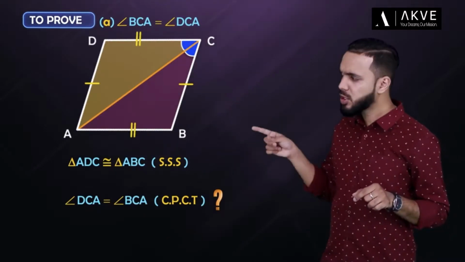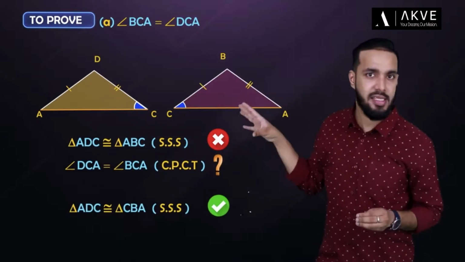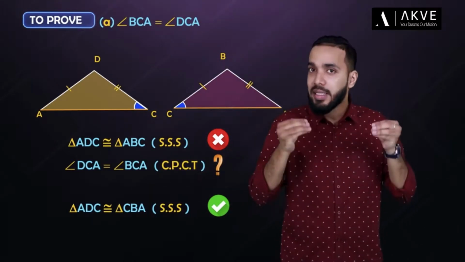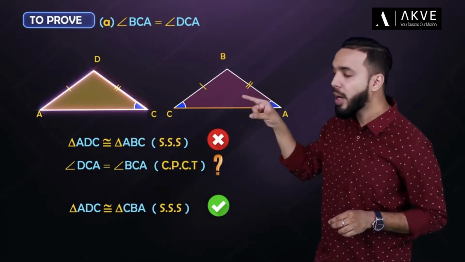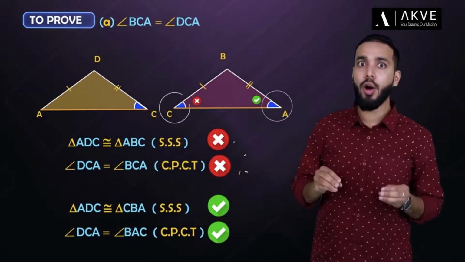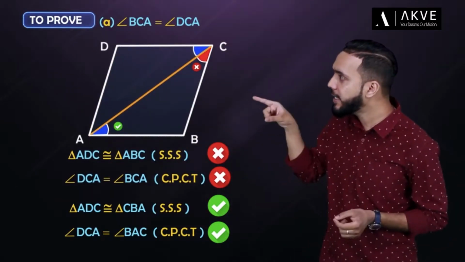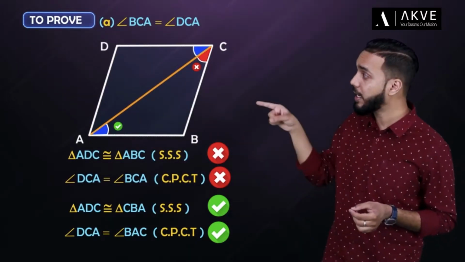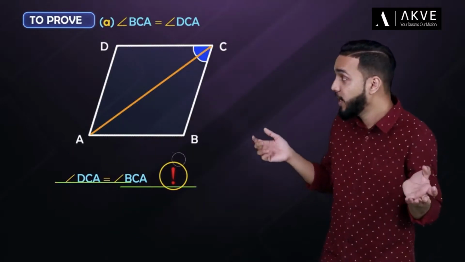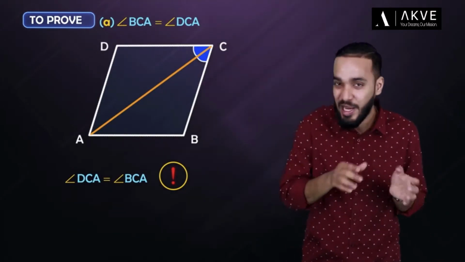Are they really corresponding parts? Well, if we place the triangles side by side, we'll be able to see that the angle corresponding to angle DCA is actually angle BAC, not angle BCA. So we can't really say yet that angle DCA is equal to angle BCA. Whoa! Saw how tricky it got? We almost thought we got it.